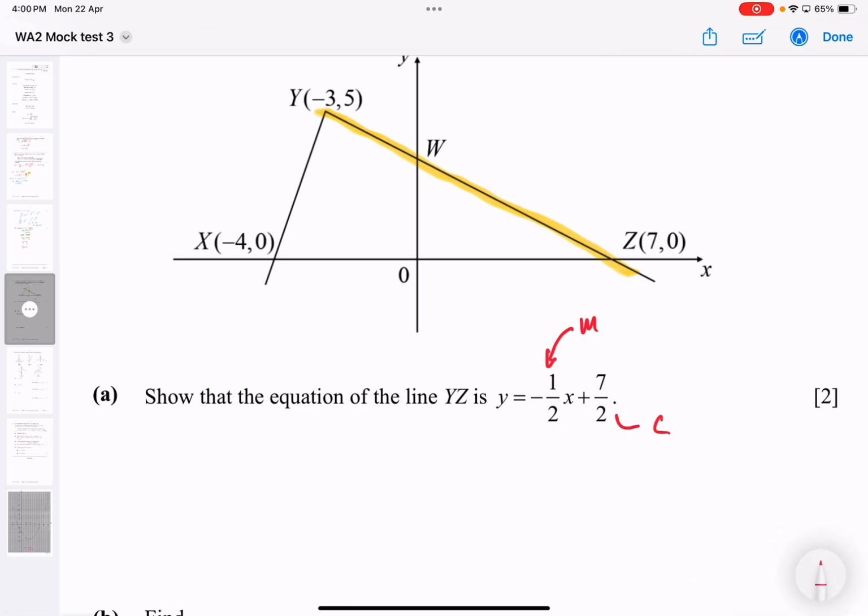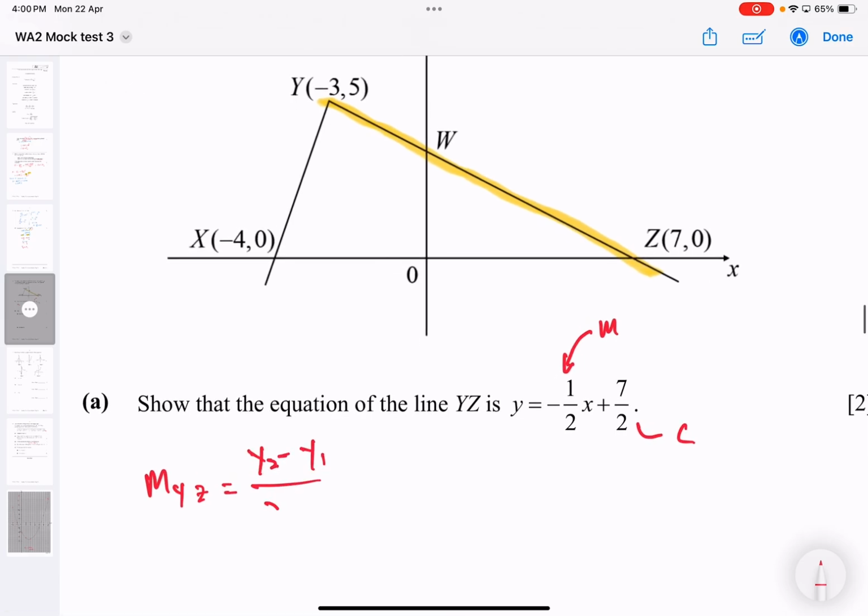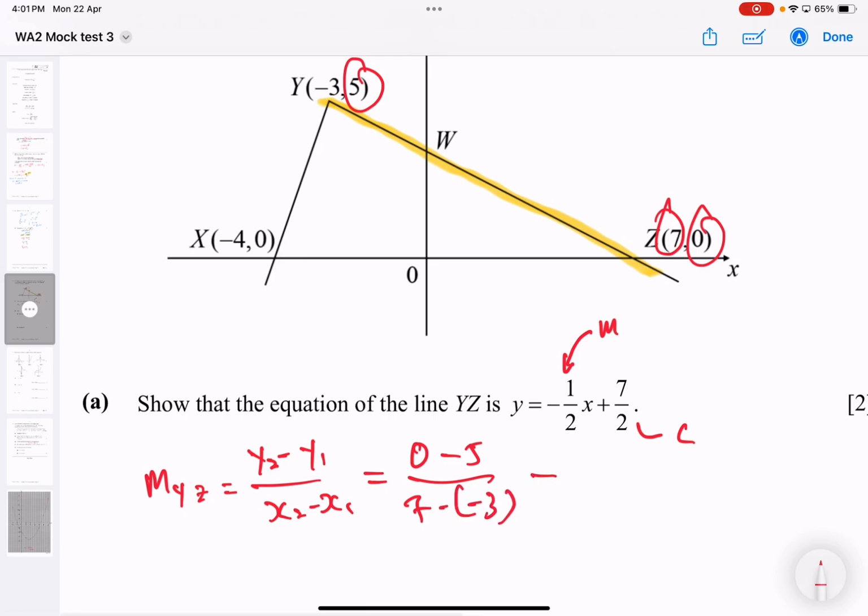So first things first, I'm going to find the gradient. The gradient of YZ would simply be y2 minus y1 over x2 minus x1. Now this is a formula that you must memorize by heart. Once you memorize this, we're just going to apply it. So it's 0 minus 5 divided by 7 minus negative 3. So I'm going to get negative 5 divided by 10. So it's negative half. I check, indeed, it is negative half.